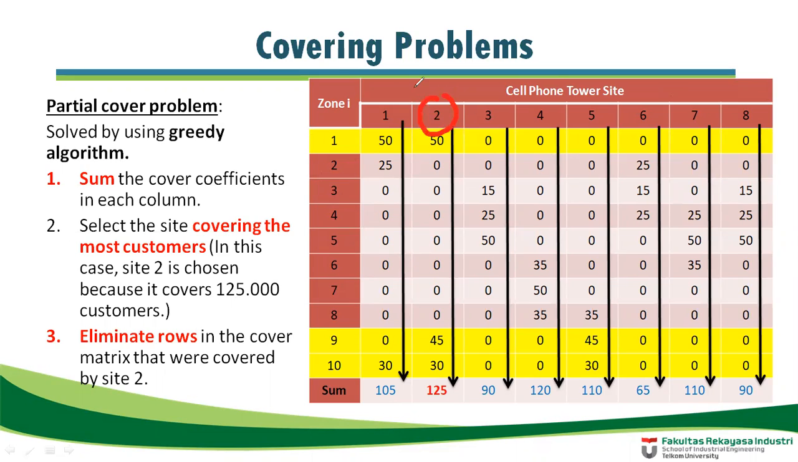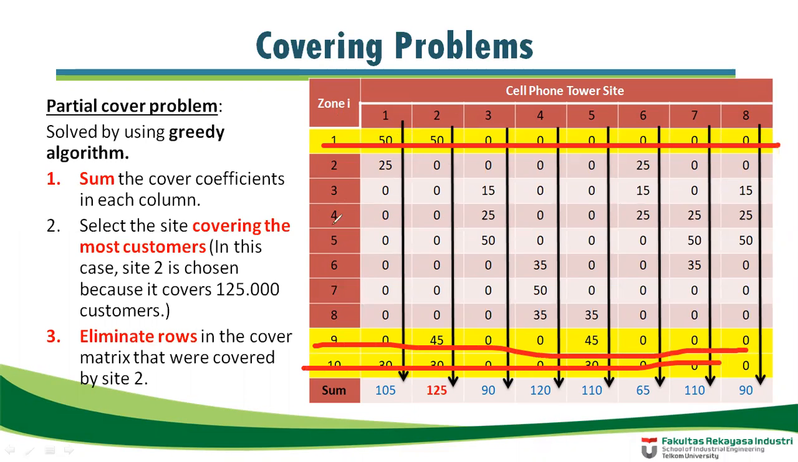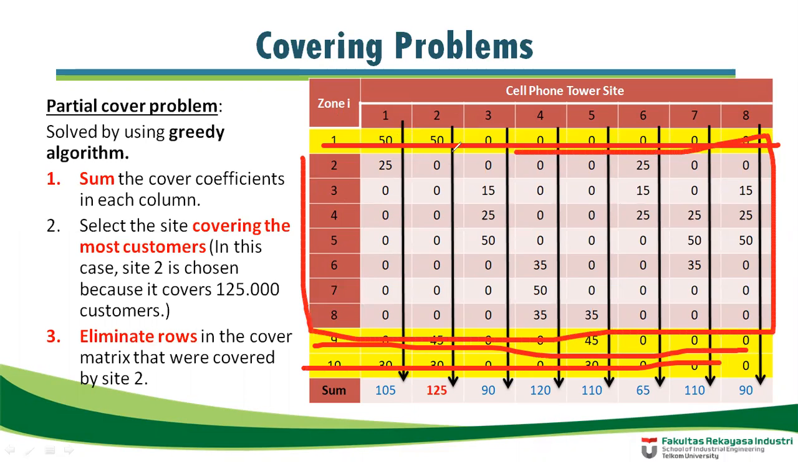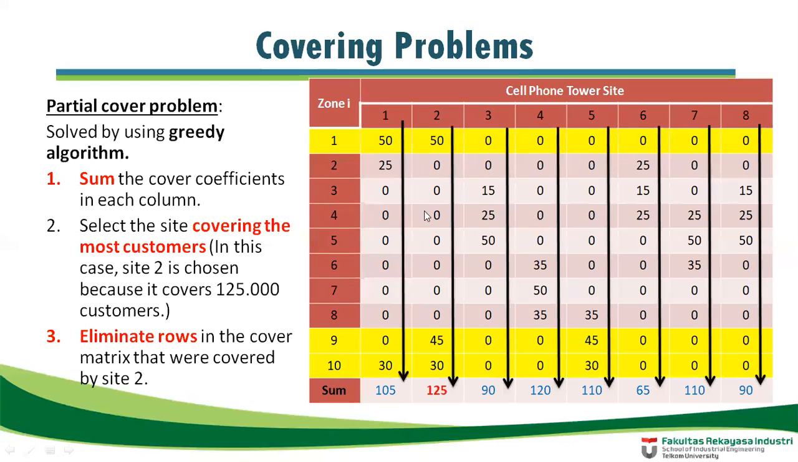Okay. And after we identify that, we do some row elimination. So just eliminate the rows which have a connection with tower number 2. It means tower number 2 could serve zones number 1, 9, and 10, so we can eliminate those rows. So I have a new table with smaller zones, because the previous zones are already served by the second tower. So we can move to another table.